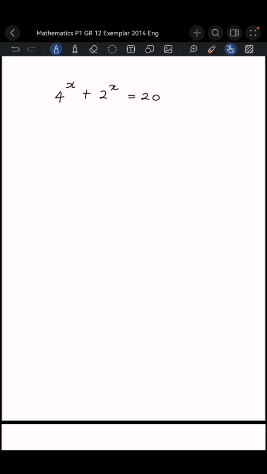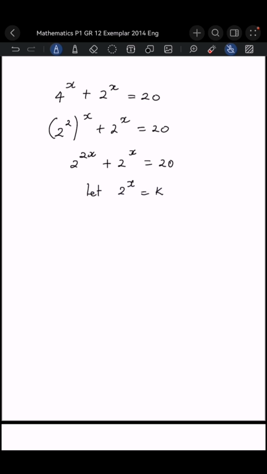Alright, we have 4 raised to the power of x plus 2x is equal to 20. What we see is that this is 2 raised to the power of 2x plus 2x is equal to 20. Therefore this becomes 2x squared plus 2x is equal to 20. We say let 2 to the x equal k. Therefore the first one becomes k squared plus k is equal to 20.